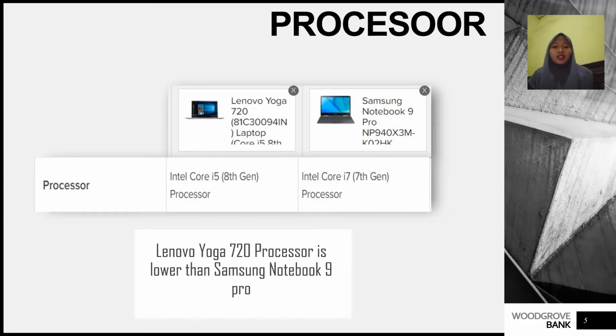Processor. Processor is a small chip that resides in a computer and other electronic devices. Specification of processor: Lenovo Yoga 720 processor is Intel Core i5 8th Gen, and Samsung Notebook 9 Pro processor is Intel Core i7 7th Gen. Lenovo Yoga 720 processor is lower than Samsung Notebook 9 Pro.